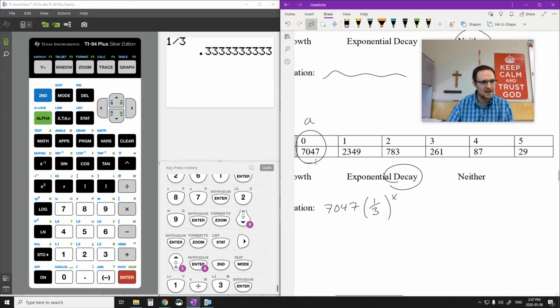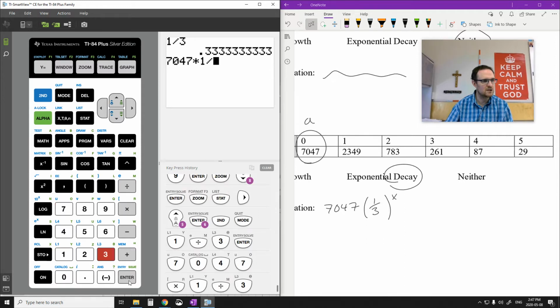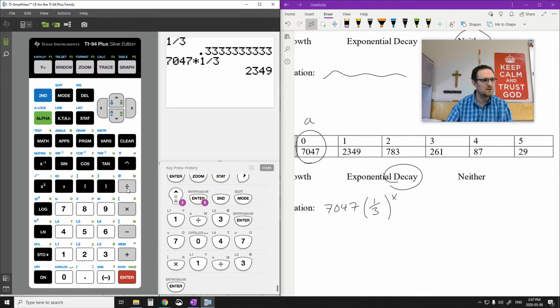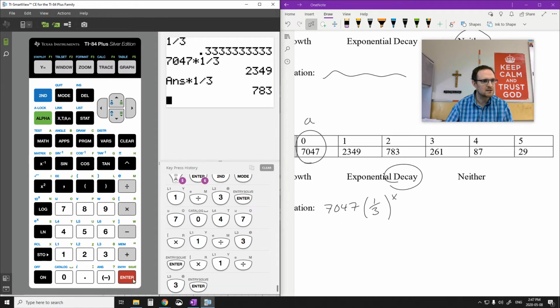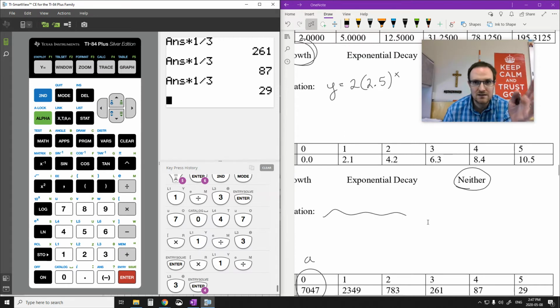So it looks like I'm timesing it by 1/3 as I go down. You can just double check that by going 4,047 times 1/3. Yeah, there's my number, and I can times it by 1/3 again. That's the next one. There's my next one. Yeah, so that's perfect. Cool. Now, these ones fit perfectly. This is like a perfect exponential growth and decay function.